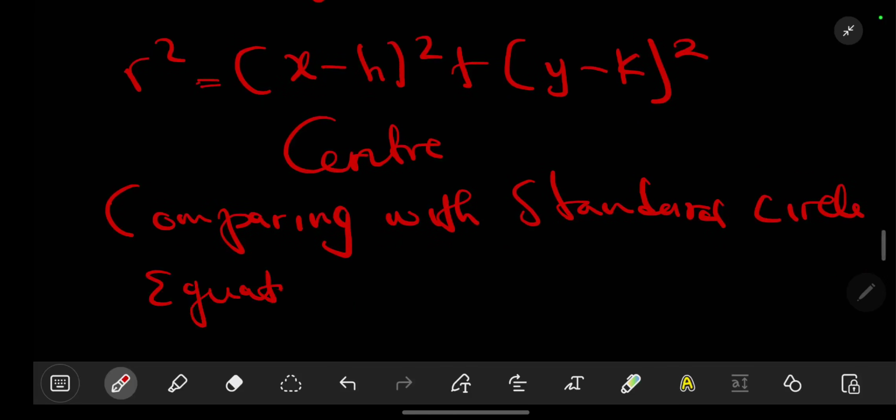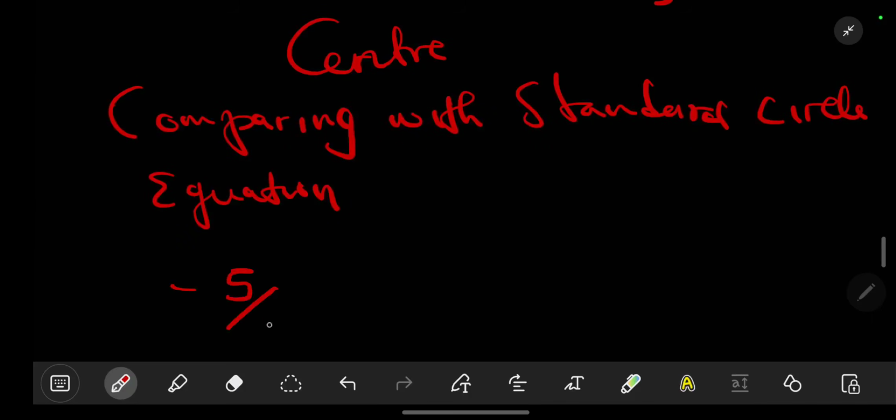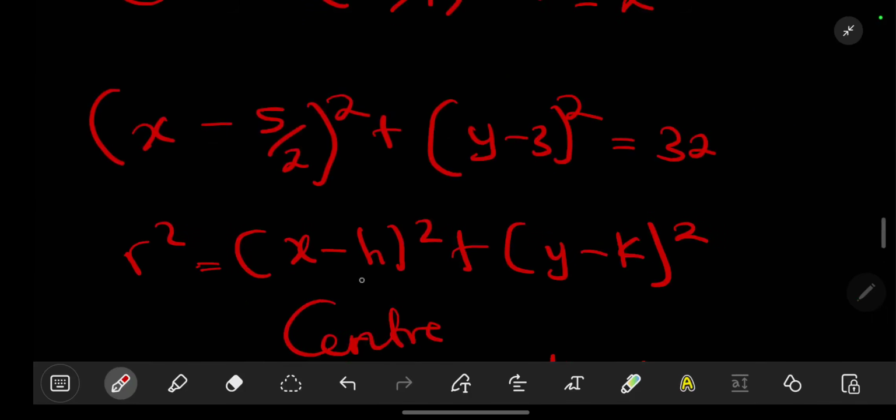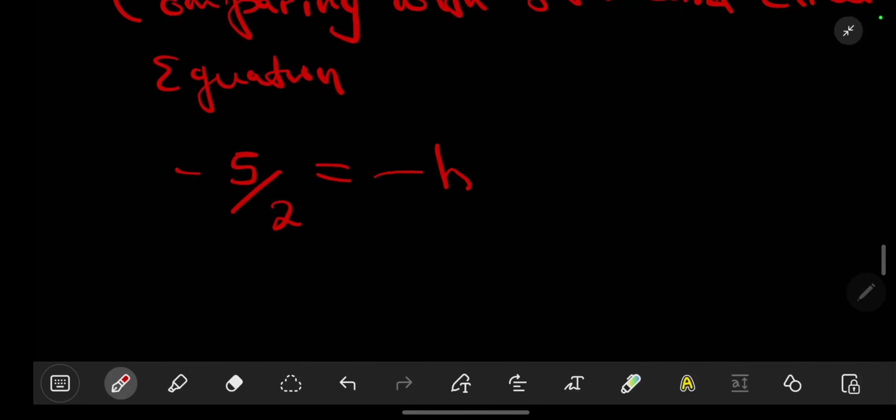we are going to have, you just get your negative 5 over 2, you equate it to the h, which is your negative h. So from there, you're going to divide by negative 1. Negative 1 divided by negative 1 is the same as multiplying by negative 1 on both sides, so that it's much easier to understand. Negative by negative is positive. So h is equal to 5 over 4.